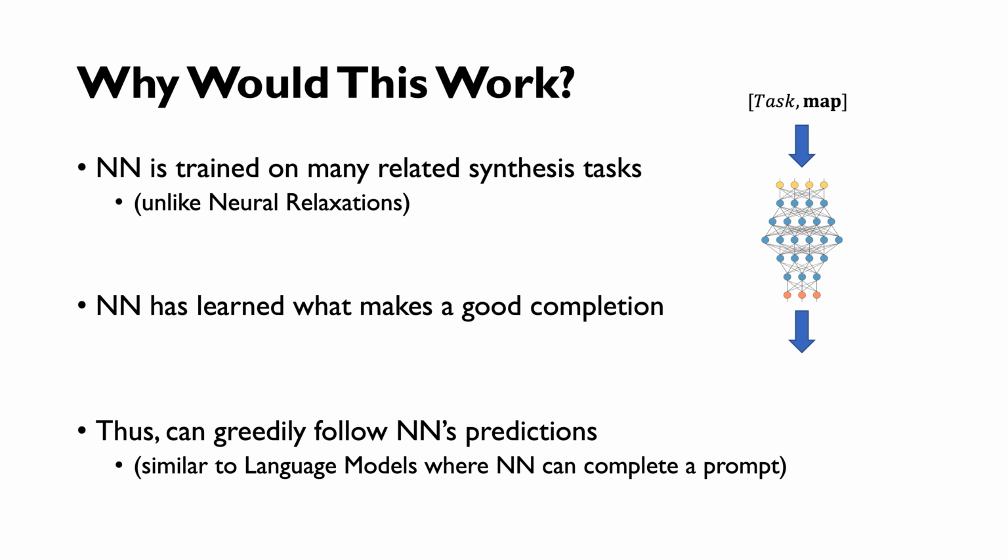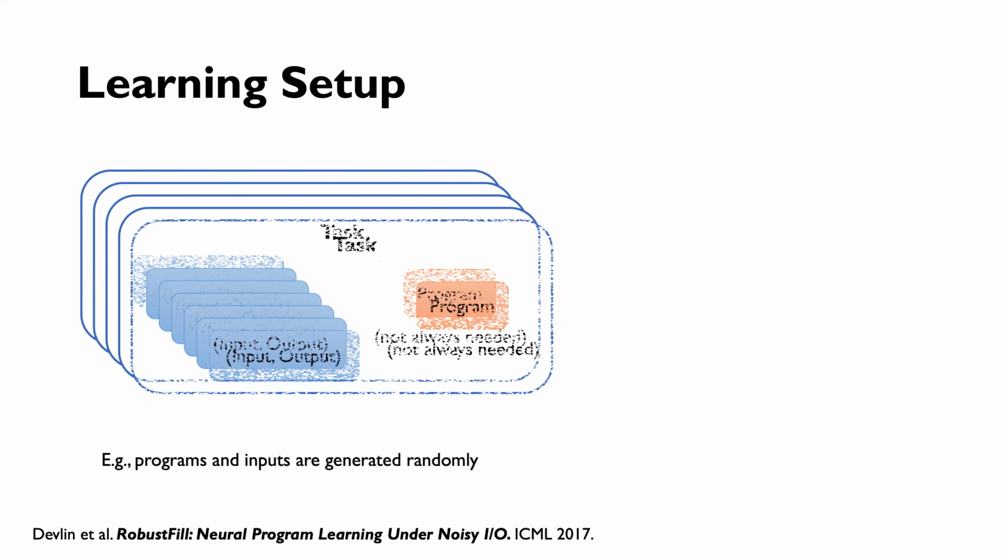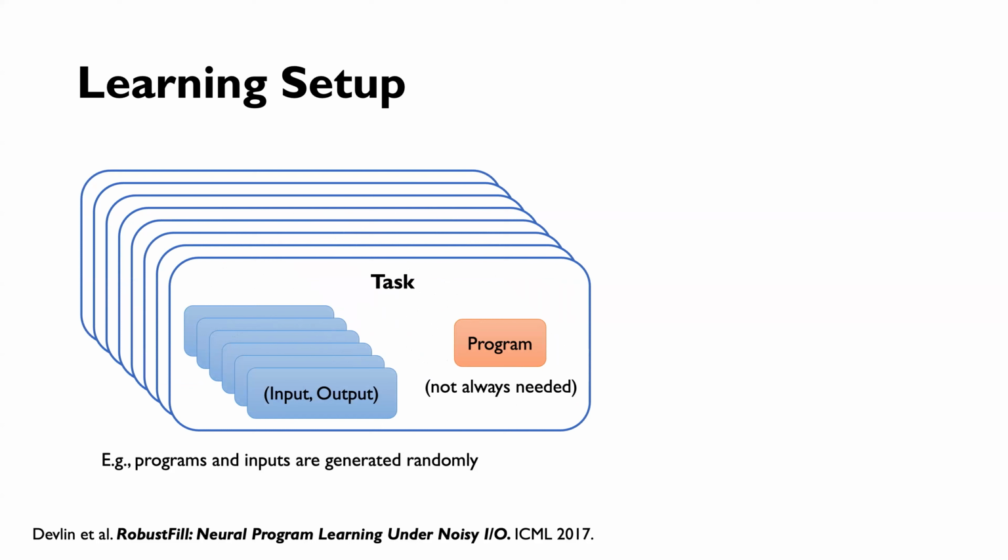And this is very similar to language models, where a neural network can complete a prompt by just forward sampling. So here's the basic setup. You have a task, and in the simple case, it can get more complicated, you have a ground truth program. And then you have a bunch of input-output pairs generated by this program. So for this input, the program generated this output. So this is the training set, the set of related tasks, and you have multiple of these, hundreds, maybe thousands.